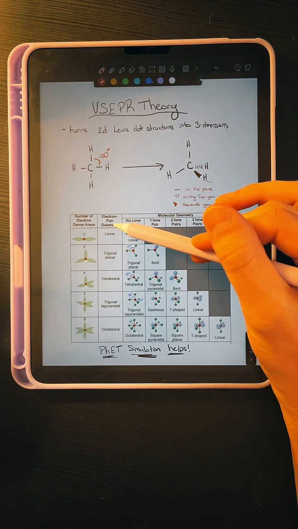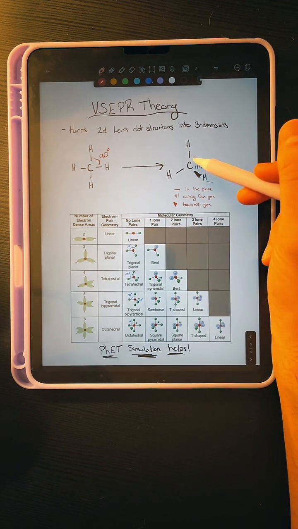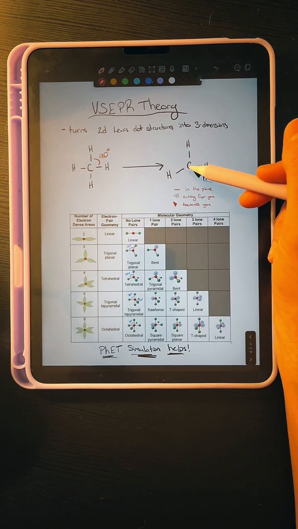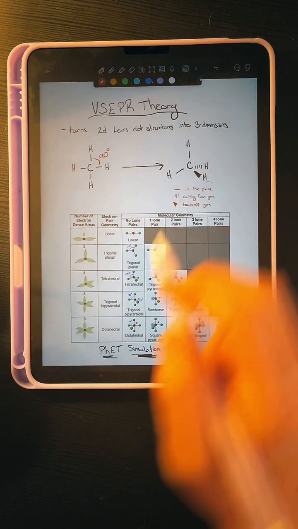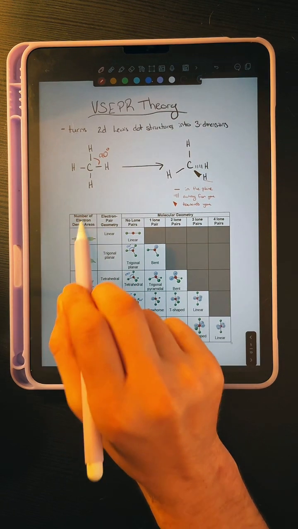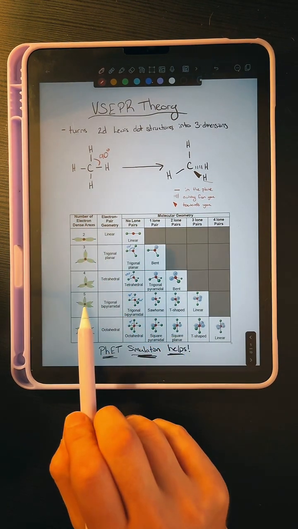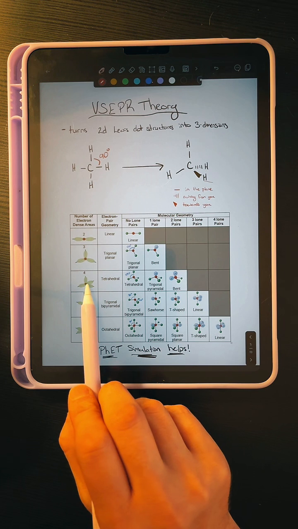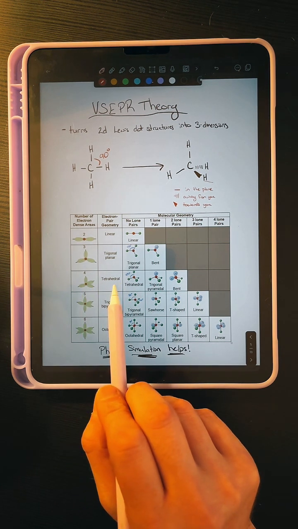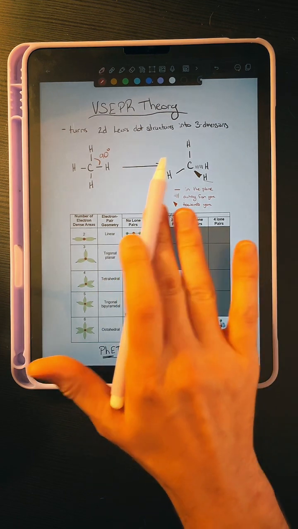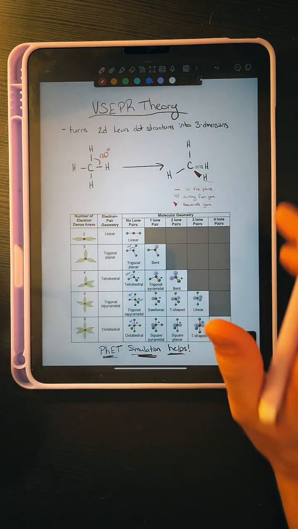And so when we look at something that, let's say, has 4 things around it, like this carbon here, we have a carbon with 4 different things around it. Well, we look at the number of things. This number of things is 4. And something with 4 things around that center atom is tetrahedral. Remember, we're only looking at our electron geometry.